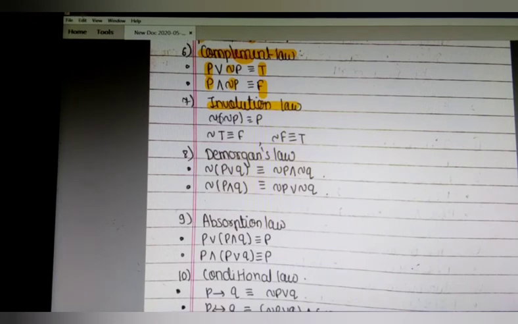Next law we are going to study is involution law. So negation of negation of P will become P. Take an example: P as true. So negation of true becomes false, and negation of false becomes true. So the value that comes is true, as we have mentioned here as true.